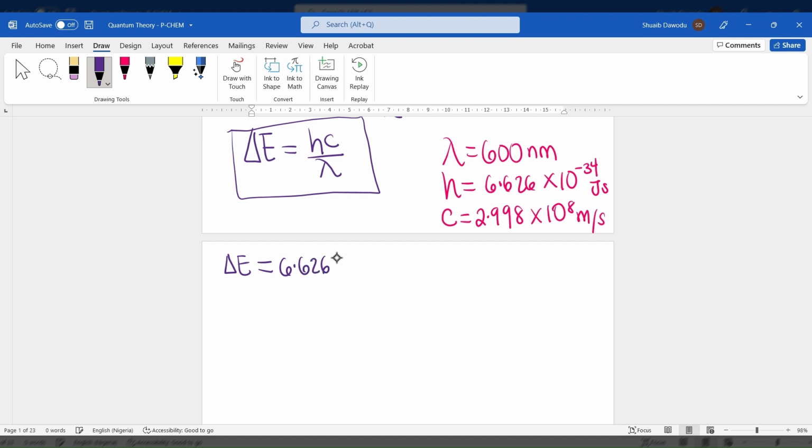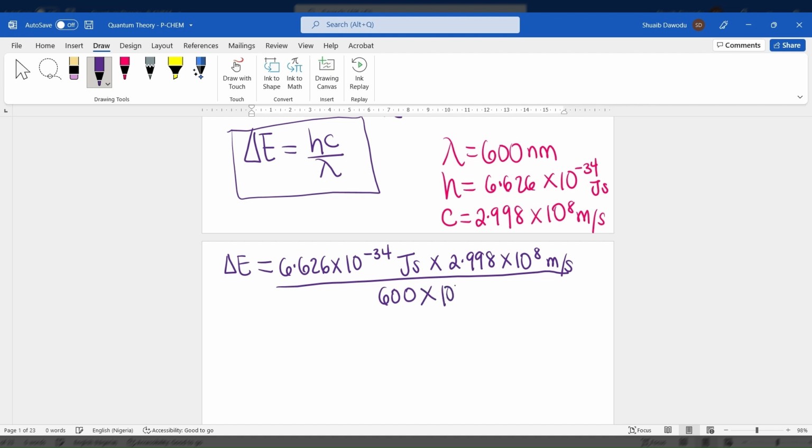6.626, so we're substituting Planck's constant, times 10 raised to the power of negative 34 joule second, times 2.998 times 10 to the power of 8 meters per second, divided by lambda, which is 600 nanometers. We know nano is the same thing as times 10 to the power of negative 9 meters. So, of course, we cancel out.